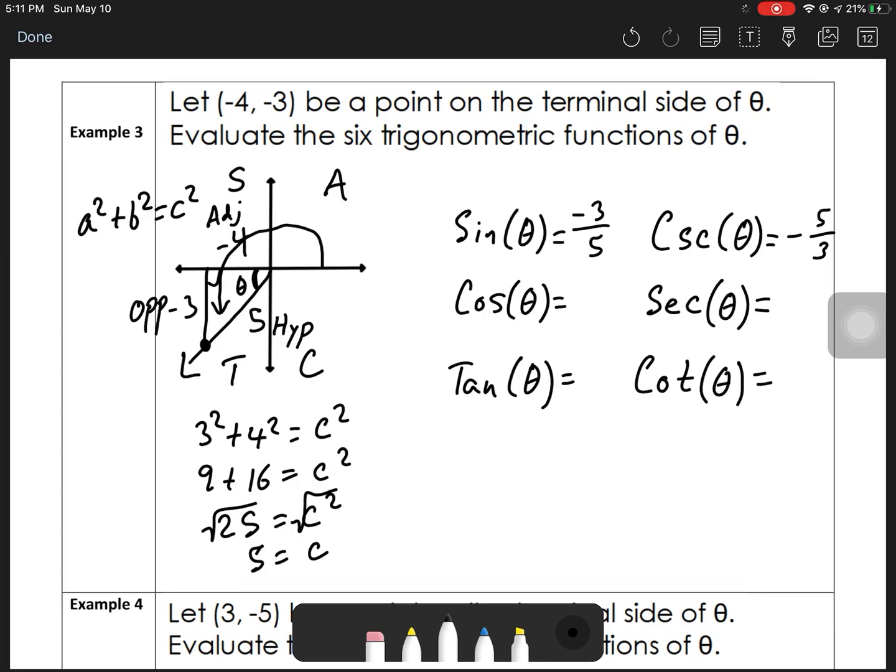Cosine, adjacent over hypotenuse. Cosine is still going to be negative. It's going to be negative 4 over 5, adjacent over hypotenuse. And then the secant is the reciprocal, negative 5 over 4. And then tangent. Now, these are going to be positive. And if you think, well, why is tangent positive? So if we think about the opposite over the adjacent, negative 3 over negative 4. When you divide two negatives, you get a positive. So you get 3/4, because that's the opposite over the adjacent. And then the reciprocal is 4/3.